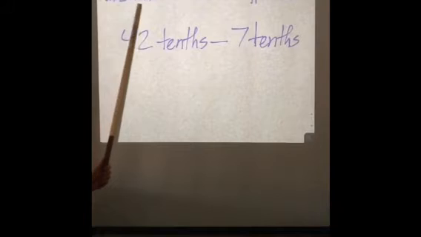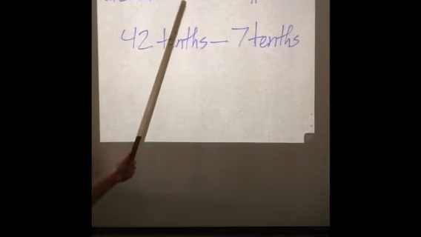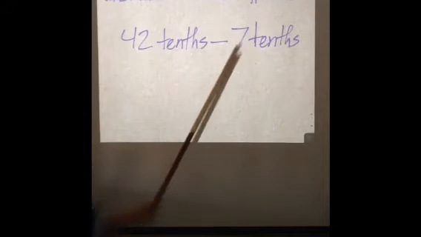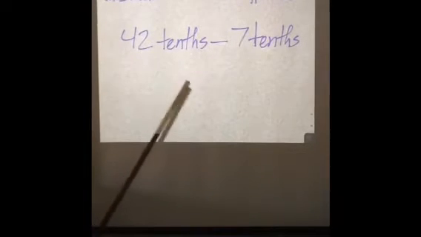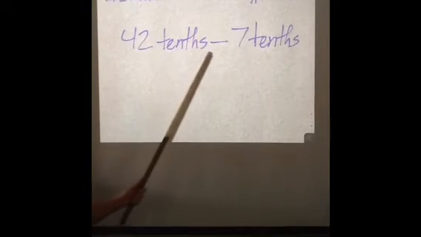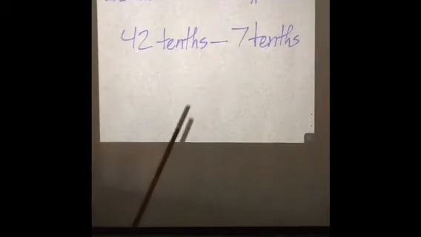Today it's Unit 1, Lesson 10, Subtract Decimals Using Place Value. Now that sounds scary, but don't let it scare you too much. We have 42 tenths, and we're going to take away 7 tenths. How do we write that? Well, we're going to subtract 7 tenths.